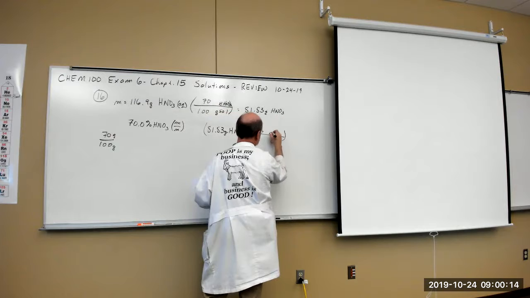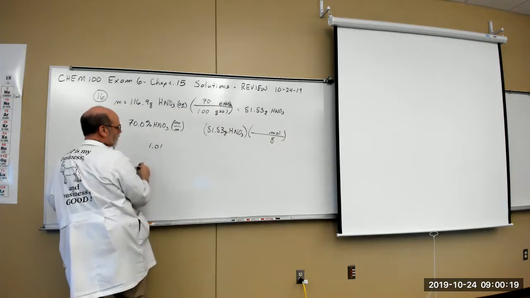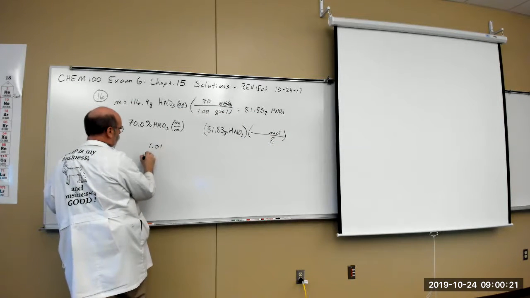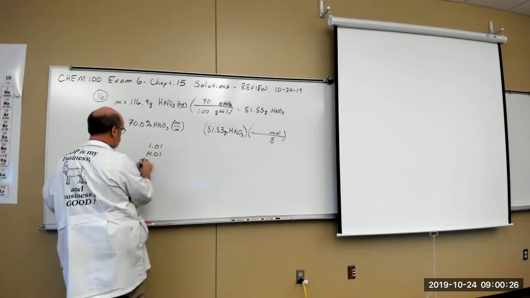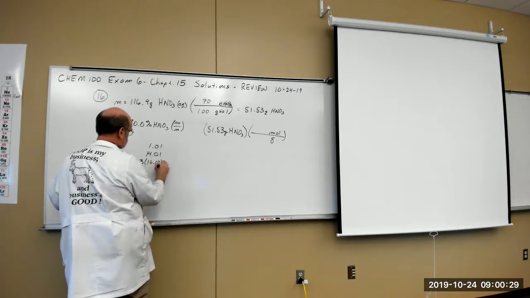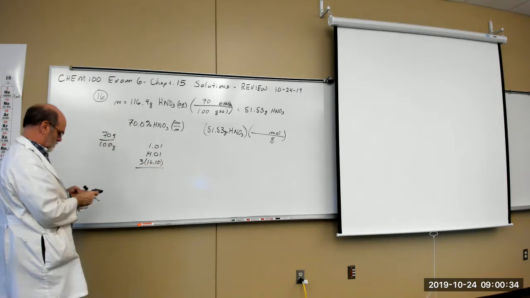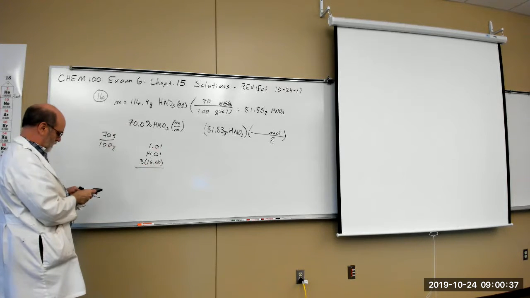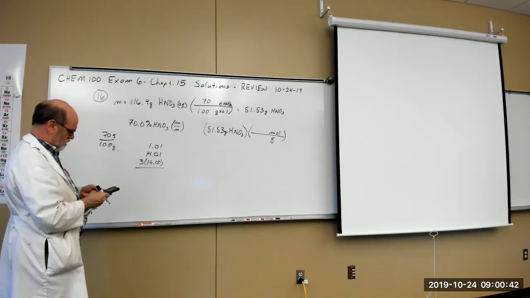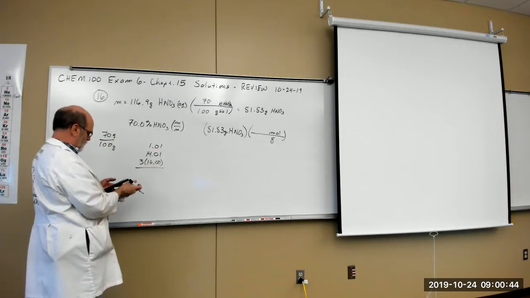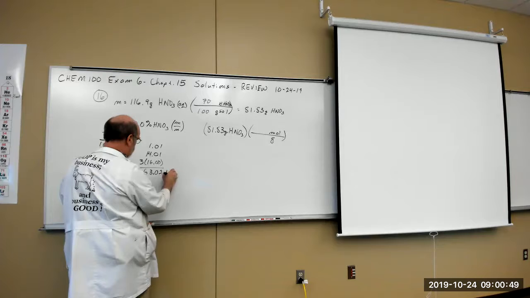What we need is the molar mass of HNO3. 1.01 for hydrogen, 14.01 for nitrogen, and 3 times 16 for oxygen. And 14.01, and 16 times 3 is 48. So I get 63.02 grams per mole.